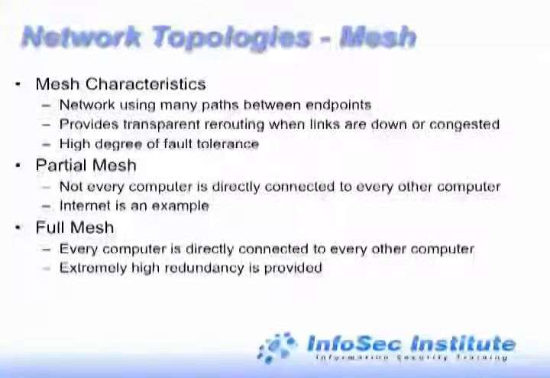And of course, there's the mesh. It's a network using many paths and endpoints, with transparent rerouting when a link goes down or gets congested. A lot of times they'll have throttling, where if one pipe is at, say, 50%, then it's going to start pushing data down another pipe. So there's quality of service built in there as well in most systems.